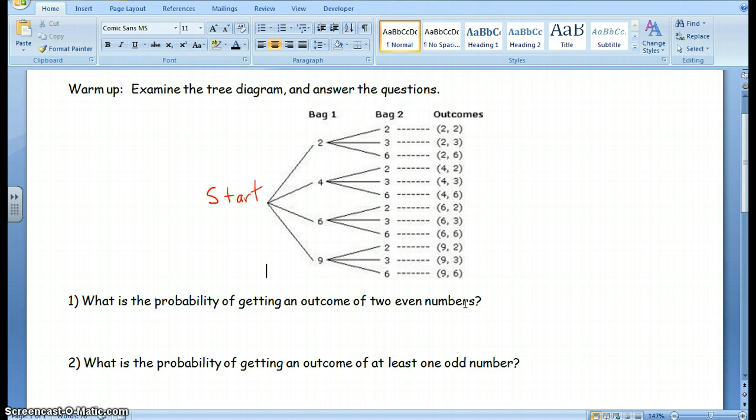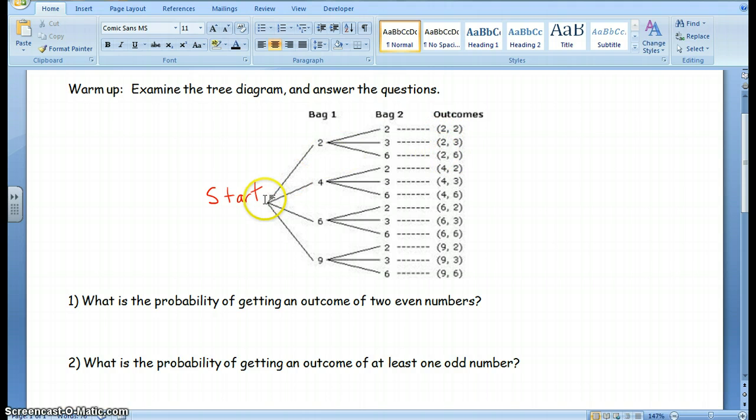Well, since a lot of this work has been done for me, I'm just going to walk you through how these outcomes got to be listed. So let's say I pull a 2 from my first bag. Now, my second choice from bag 2 could either be a 2, a 3, or a 6, which means that my outcomes, if I draw a 2 first, could be 2, 2, 2, 3, or 2, 6.